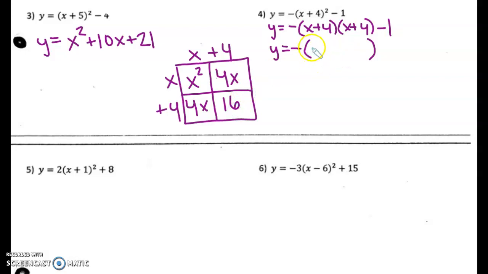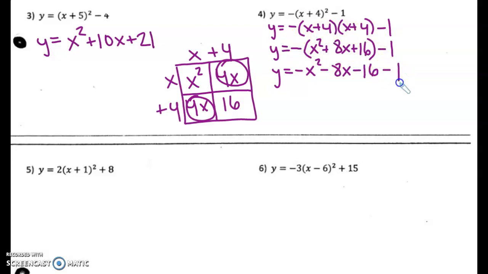So when I put this back into the parentheses, I get x squared. I have 4x and 4x, which makes 8x. And then I have a constant of 16. Then I have my minus 1 chilling on the outside. Okay. Now what I do is I distribute this negative to everything inside the parentheses. So it's going to look like this. Negative times x squared is a negative x squared. Negative times a positive 8x is a negative 8x. And a negative times a positive 16 is a negative 16. And then I still have this minus 1 out here.